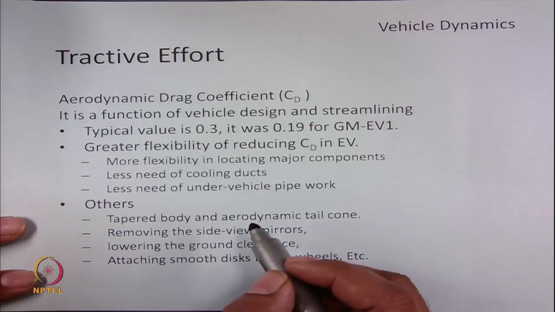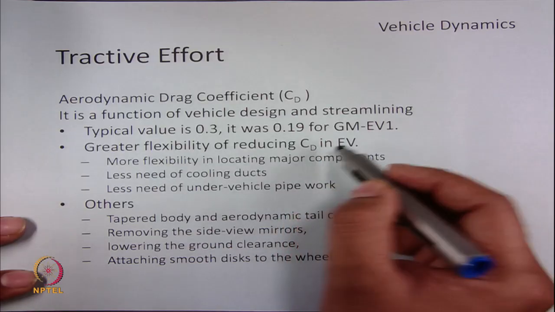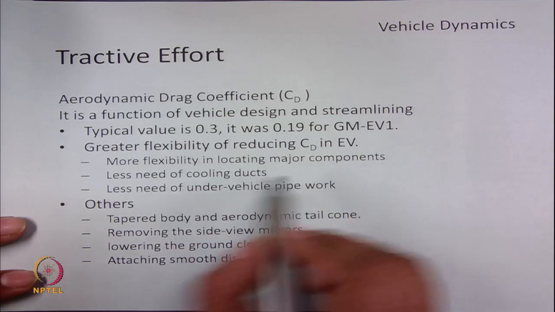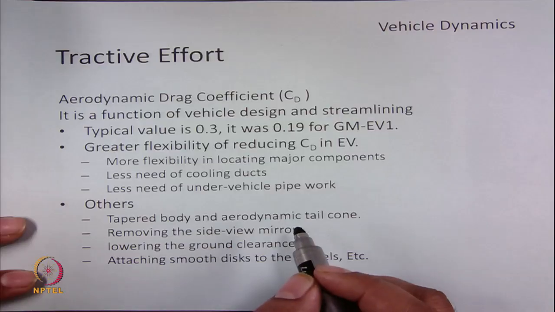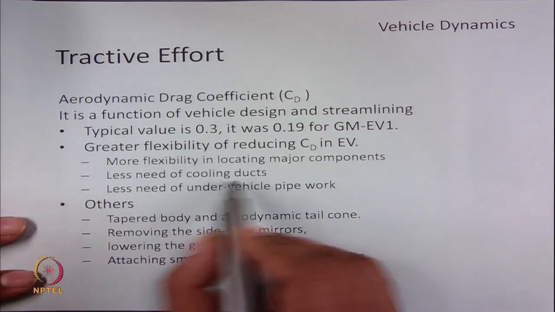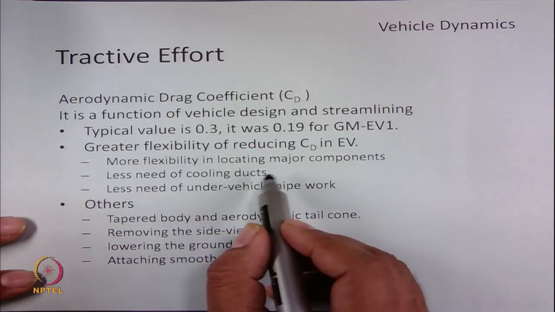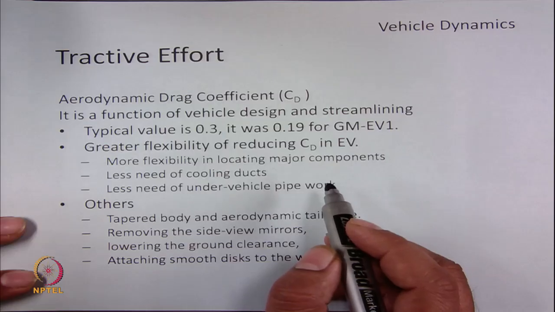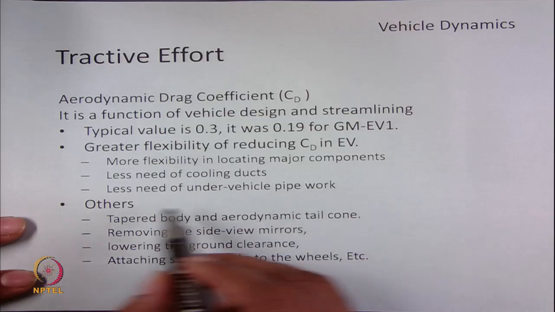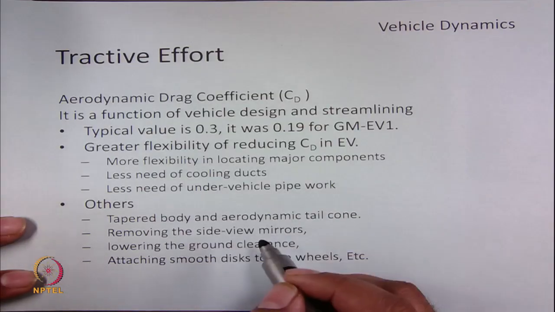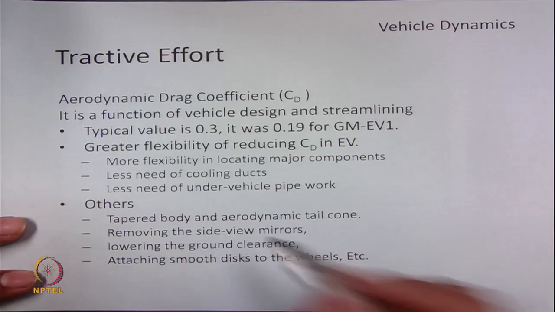So, the effort should be done in vehicle design for electric vehicle such that this coefficient can be reduced. So, it is possible in EV because now the location of major components is more flexible in EV. So, it is not rigid as in IC engine based vehicle which are connected by mechanical means. So, we do not have requirements of cooling ducts because in an IC engine based vehicle there is a lot of heat loss and we require cooling ducts, but in a typical electric vehicle such kind of heat losses are not there. Similarly, the under vehicle pipe work is not needed in electric vehicle because there is no need to exhaust the heat energy coming out of the IC engine which was required in an IC engine based vehicle.